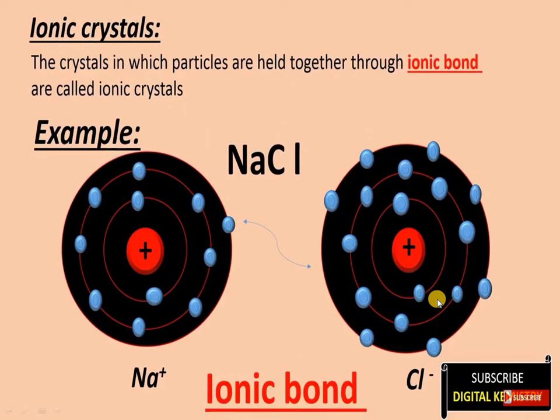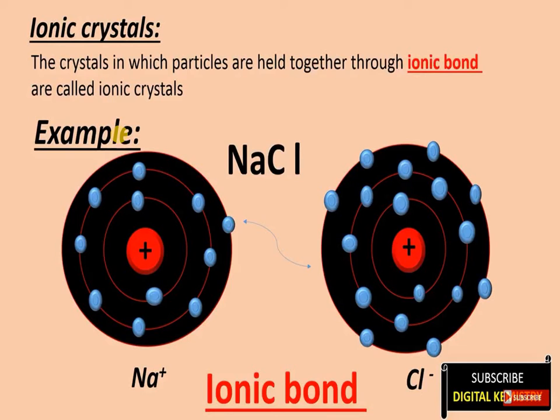Now we are going to discuss ionic crystals. Ionic crystals are the crystals in which the particles are held together through ionic bond. We can also say that ionic bond is the bond that is formed by the transfer of electron from one atom to the other atom.